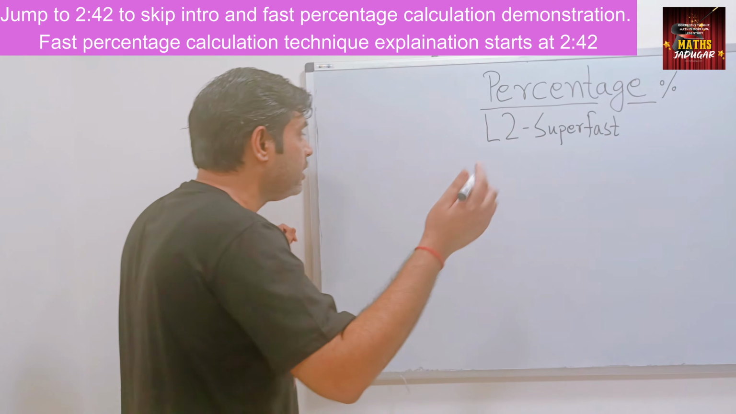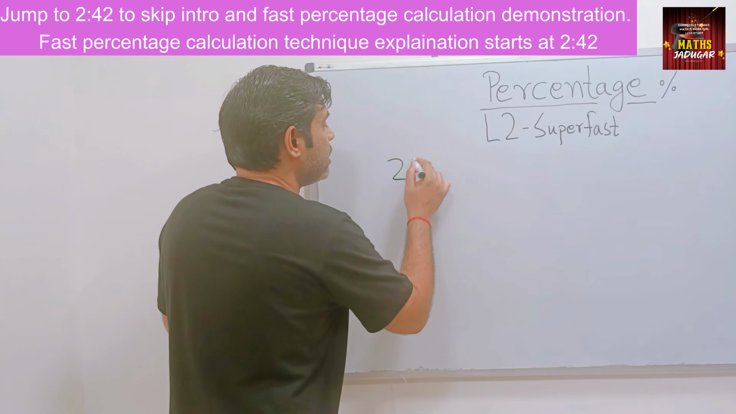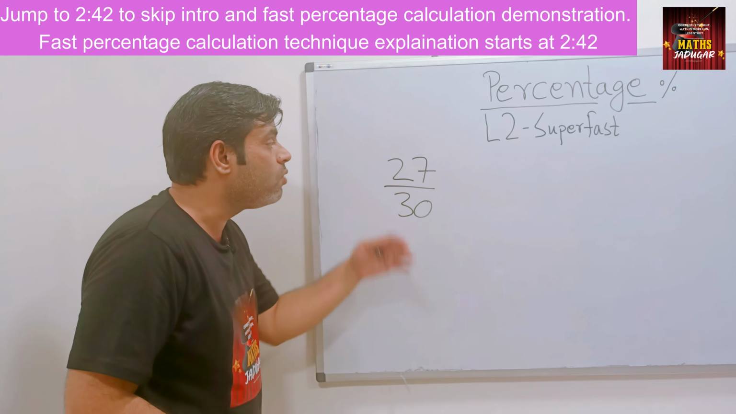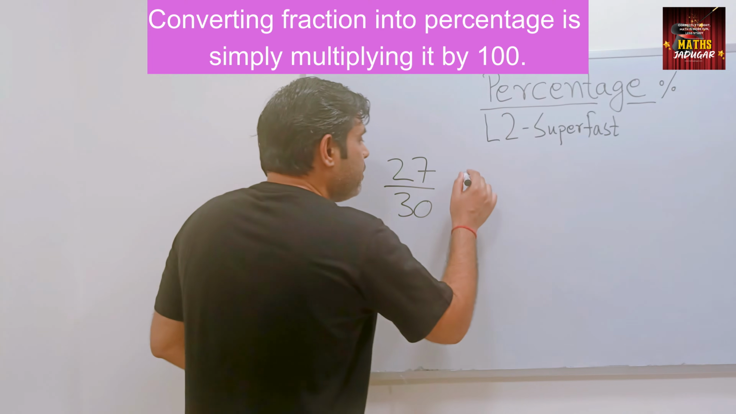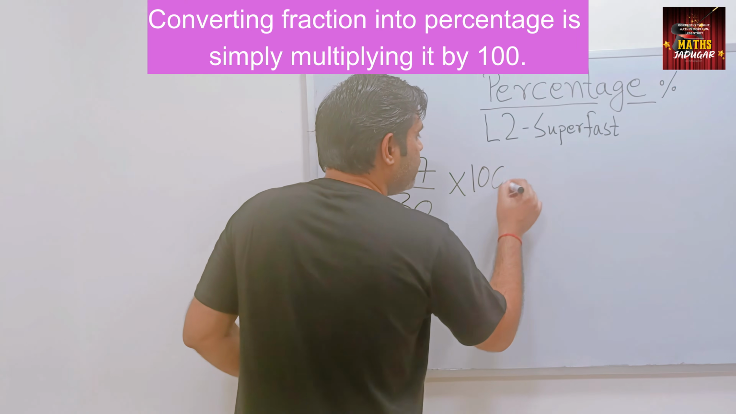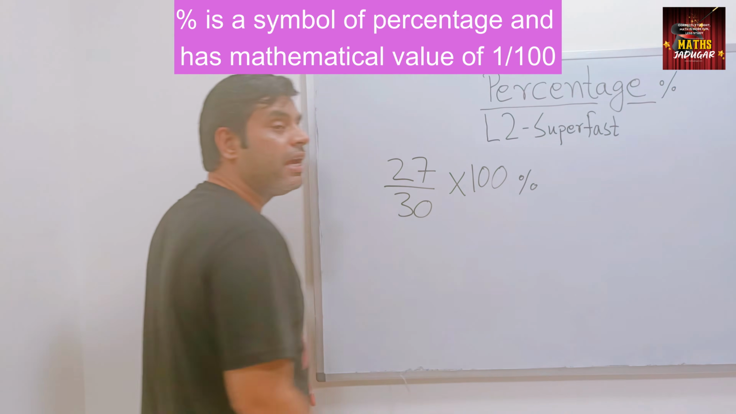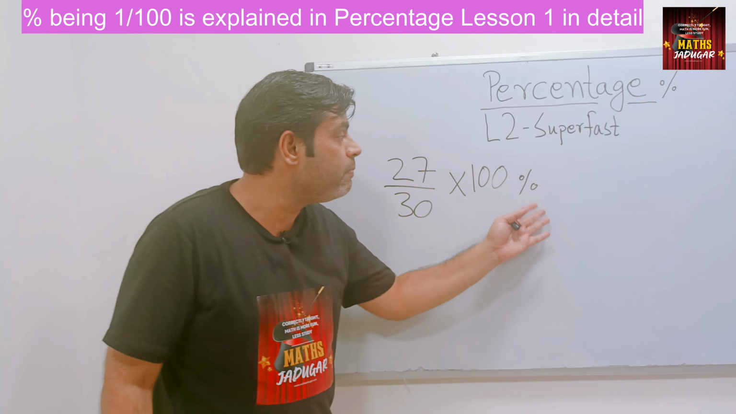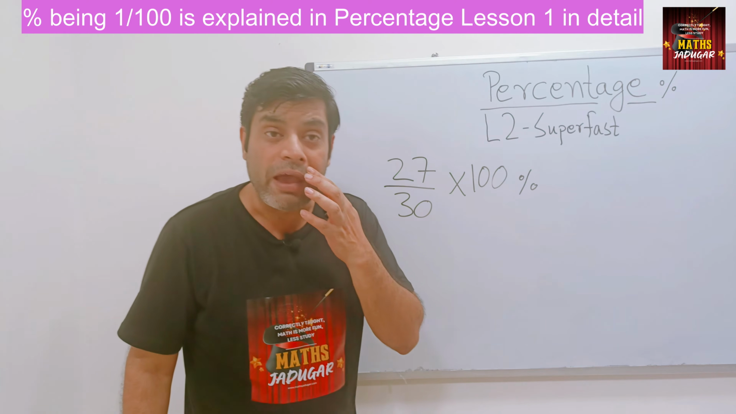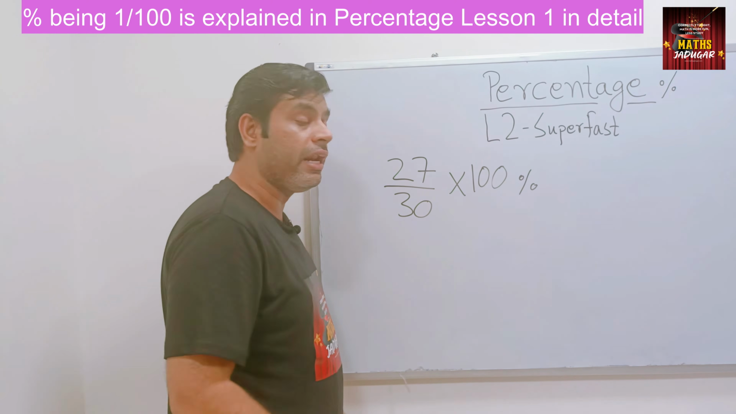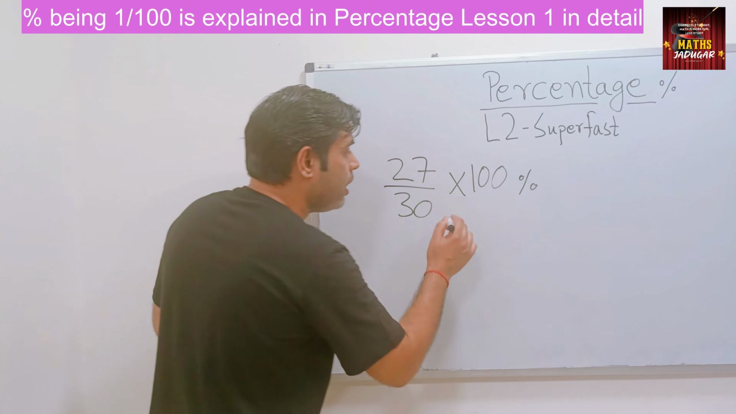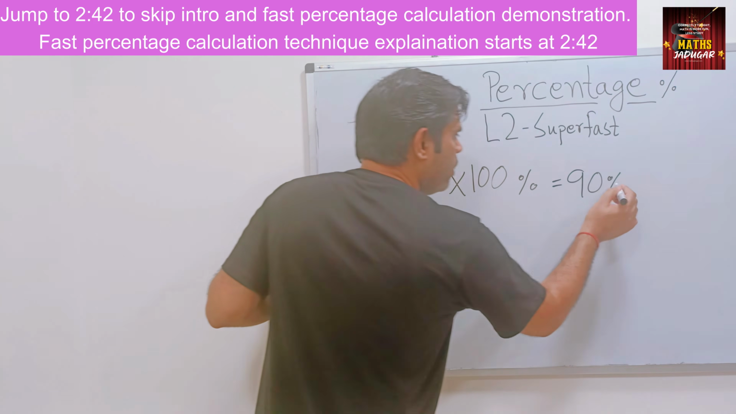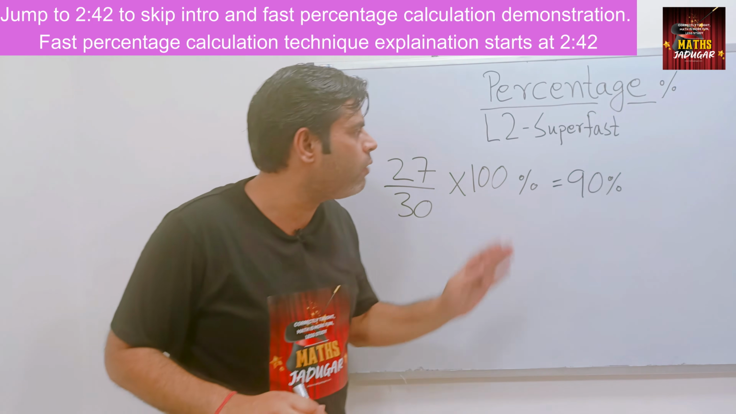Let's say you got 27 out of 30. How do you calculate it or convert it into the percentage? Simply multiply by 100 and put this symbol, which is nothing but 1 by 100. I have explained how and why mathematically it comes like this. Everything has a logic and that has been explained there, and we will not go into the details. You can see lesson 1, but in any way it is 90%. Many of you, maybe 50-60% of you, would have already calculated this.